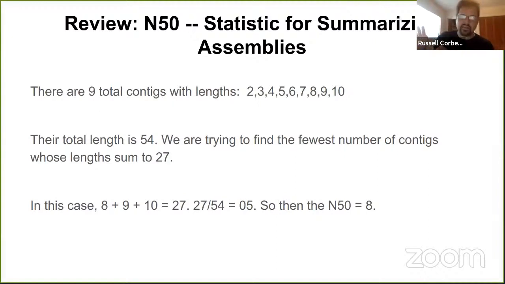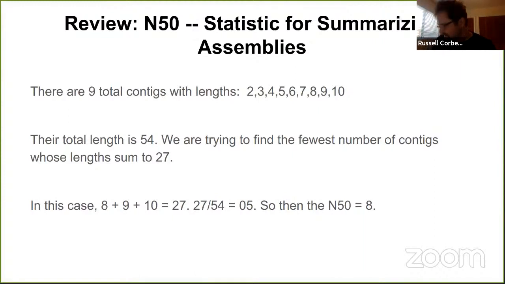Right, so this is the exact same example I used last time, but basically the idea is if we had all these contigs with lengths 2 through 10, their total length would be 54 base pairs. What you're basically trying to do is find the fewest number of contigs whose length in total sums to 27, right? So in this case, it's just 8, 9, and 10 is 27, so you're done. And N50 is 8. It's the very first statistic you will see. It's the first thing I would look at if I made a new genome assembly, is just how much stuff did I stick together. That's basically what this is trying to summarize with a simple, reasonably intuitive number.